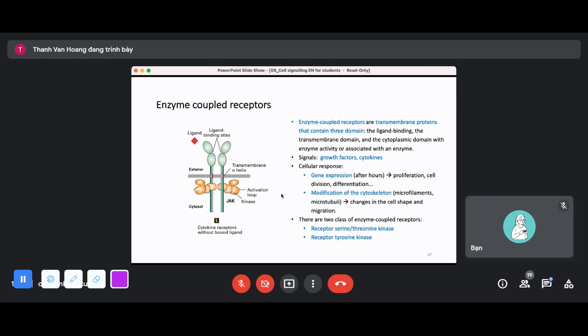The difference is just an explanation. If you can remember, it's good. In the first case, the receptor serine threonine kinase, when the receptor is activated, the kinase will phosphorylate the serine and threonine residues of the receptor. And in the second case, the kinase will phosphorylate the tyrosine residues of the receptor.